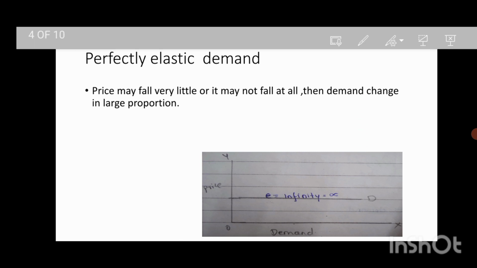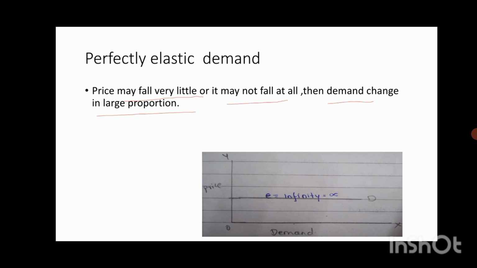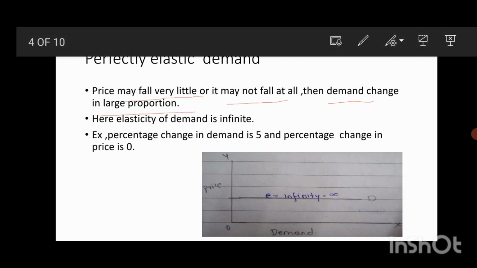Then demand changes in a large proportion. Here, the price change may be very little or there may be no fall in price at all, but demand changes to a large extent. Here, elasticity of demand is infinite, and we will consider one example: the percentage change in demand is 5 and the percentage change in price is 0.